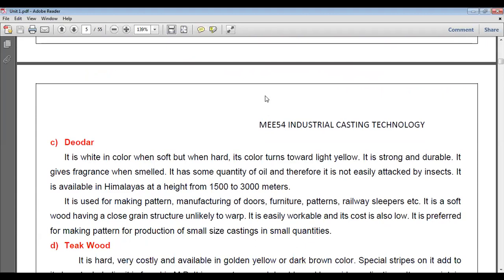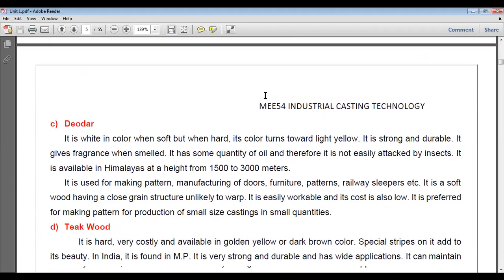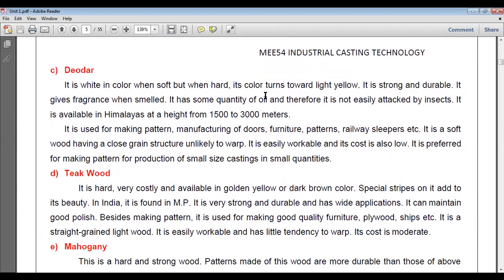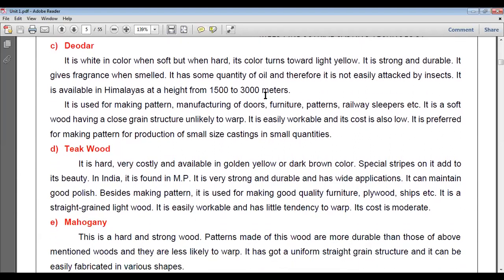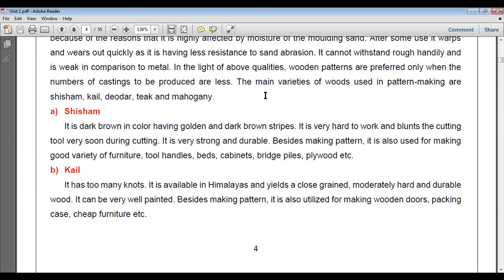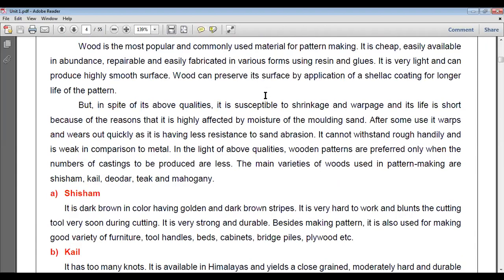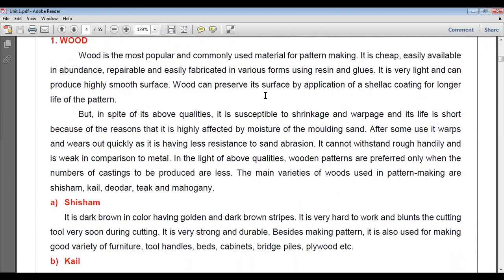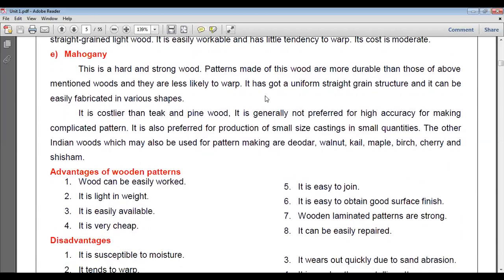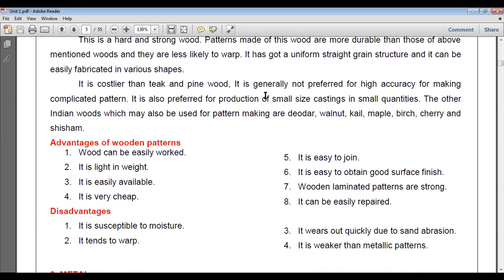Deodar is not as good as shisham. Teak wood is hard, very costly, and available in golden yellow or dark brown colors. Mahogany is also used. So these are the five woods used for making patterns. What are the benefits of a wooden pattern? First, wood can be easily worked. It is light in weight, easily available, and cheap, but it does have many disadvantages.